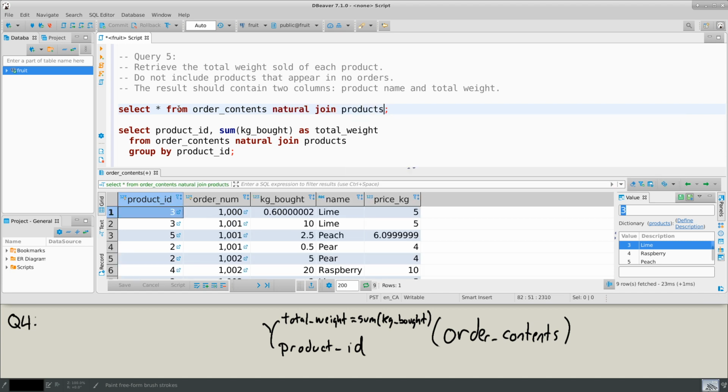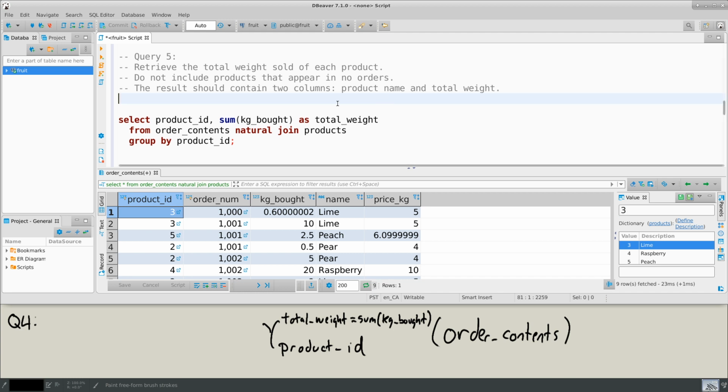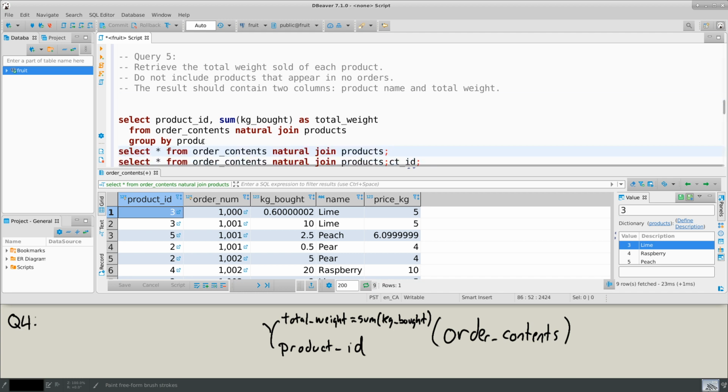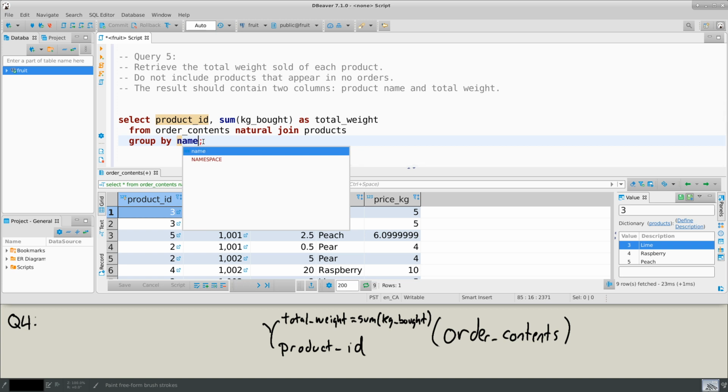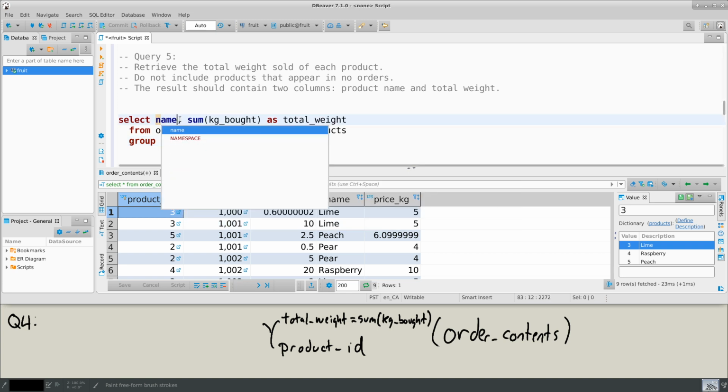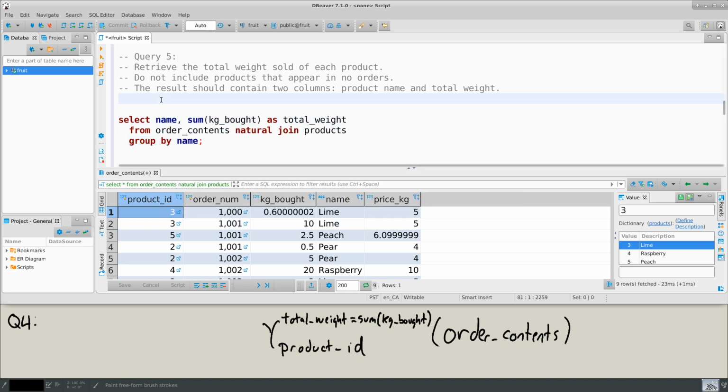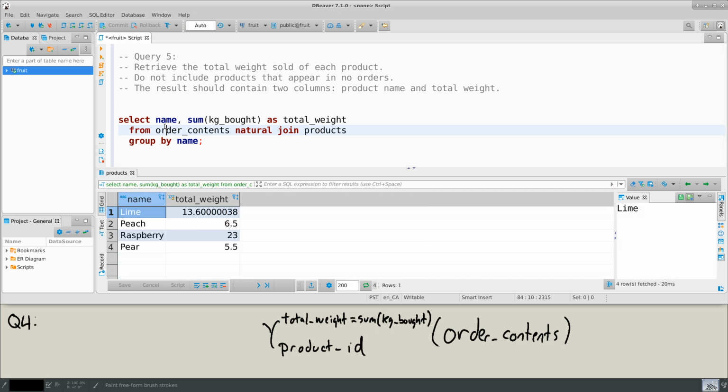If I do that, then I end up with a bunch of rows that contain order numbers, kilograms bought, and names. So I could think, hey, if I do that, I now have the name of each product. Why don't we just group by name and then select name? So does it work? Well, it does give results, sure. Do you get full marks for it? And the answer is no.